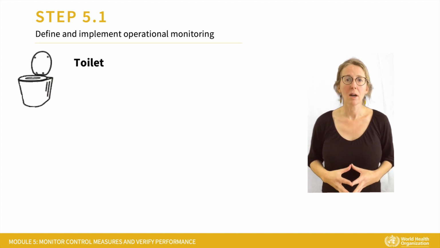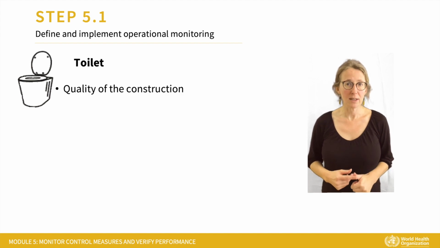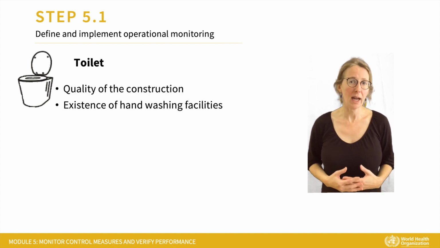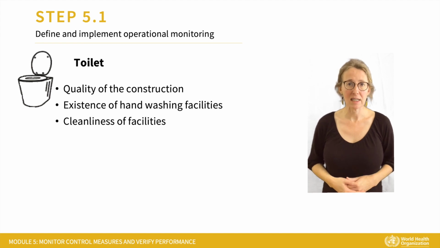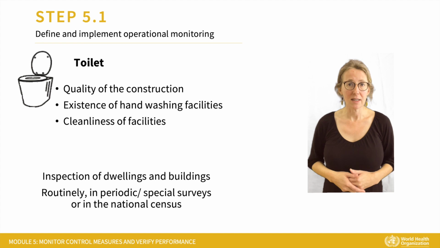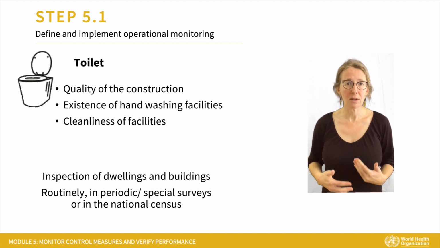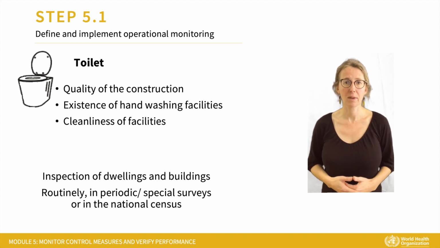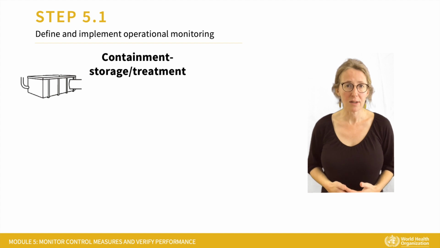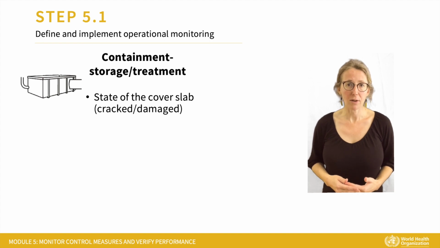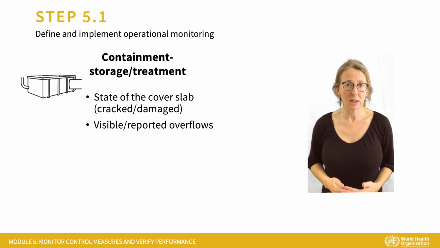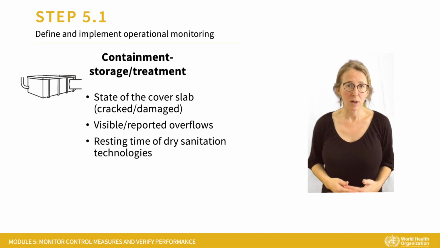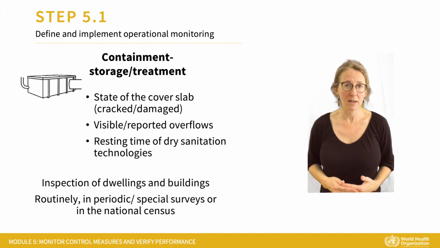At the toilet step, possible monitoring parameters are the quality of the construction, the existence of hand-washing facilities, the cleanliness of facilities. These may be collected via inspections of dwellings and buildings, which may be done routinely in periodic or special surveys or in national censuses. At the containment and storage and treatment step, possible parameters are the state of the cover slab, whether it's cracked or damaged, any visible or reported overflow, resting time of dry sanitation technologies. These data may also be collected by inspection of dwellings and buildings.